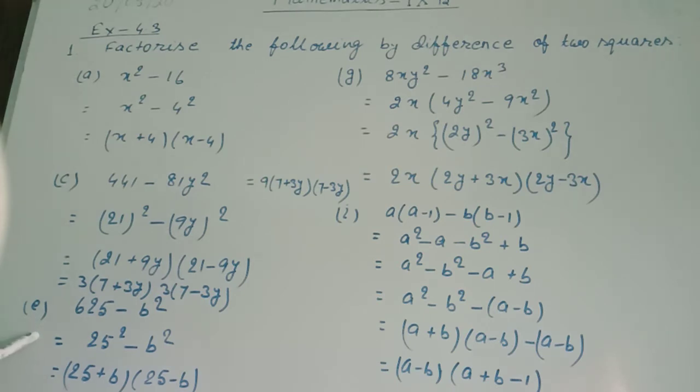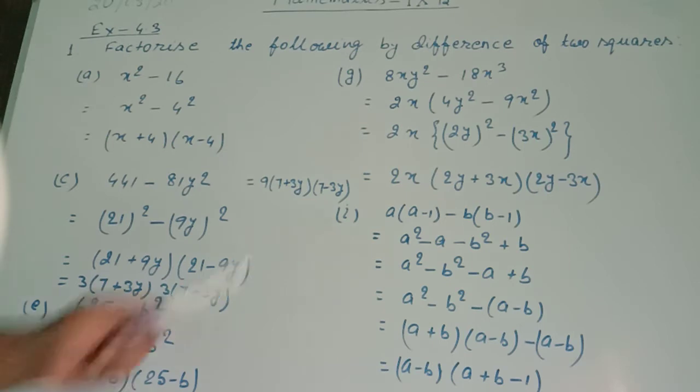Question number E. The given question is 625 minus b square. We can write 25 square minus b square, because 25 square equals 625. Now this is in the form of a square minus b square. I wrote a plus b, meaning 25 plus b, into a minus b, meaning 25 minus b. This became the answer.